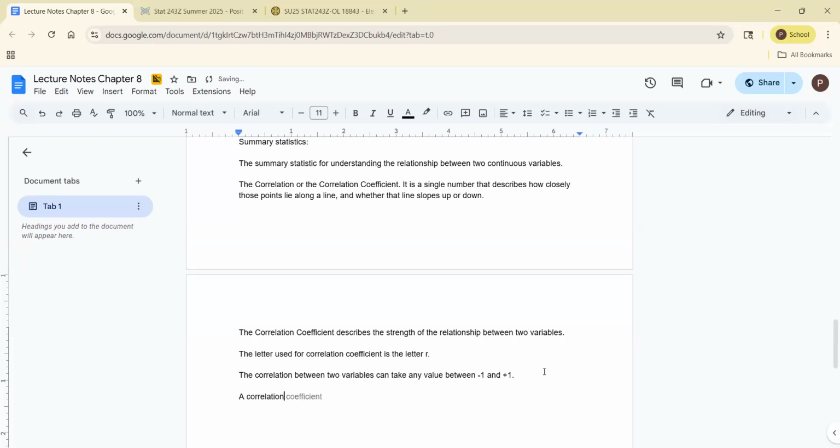A correlation coefficient equal to -1, well, I'll start with +1, equal to +1 means that the variables are positively correlated and the correlation is perfect. Knowing the independent variable can tell you exactly what the dependent variable is.